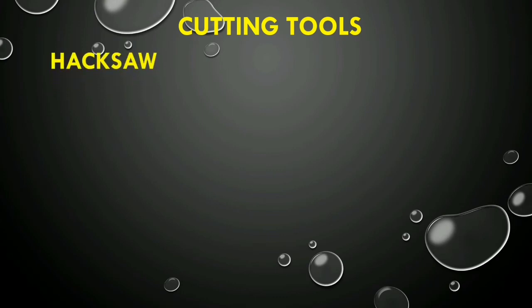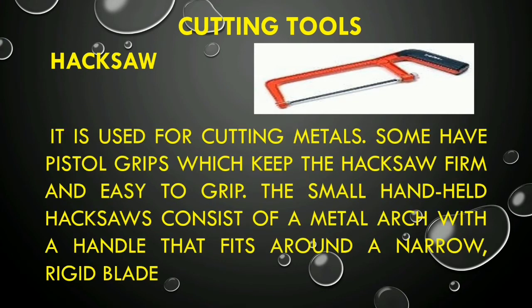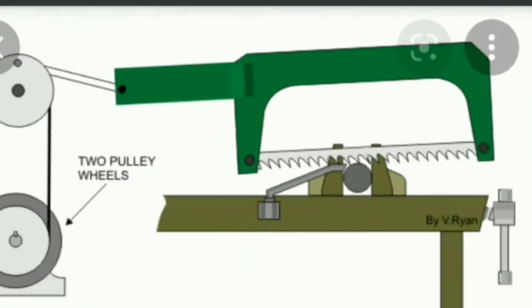Meron naman tayong hacksaw. So itong example ng hacksaw. It is used for cutting metals. Some have pistol grips which keep the hacksaw firm and easy to grip. The small handheld hacksaws consist of a metal arc with a handle that fits around a narrow, rigid blade.